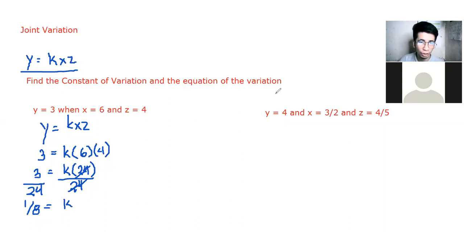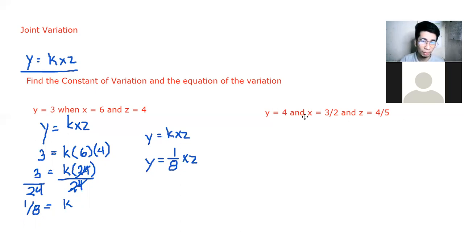So, punta naman tayo sa equation of the variation na number 1. So, we have Y is equal to KXC, or Y varies jointly as X and C. So, palitan lang natin yung value ng K natin ng 1 over 8 kasi yun yung ating constant of the variation. So, magkakaroon tayo ng equation ng Y is equal to 1 over 8 XC. Okay? So, ganun lang. So, magkakaroon tayo ng equation of the variation Y is equal to 1 over 8 XC.